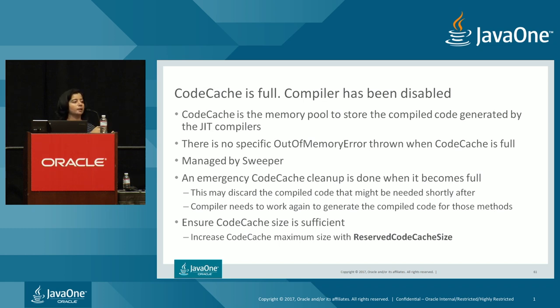Those methods will run in interpreted mode now, and the compiler will take resources to recompile those methods. So we should make efforts to avoid this situation, and we should ensure that the code cache size is sufficient enough to hold our compiled code. There is an option, reserved code cache size, using which we can configure our code cache size.